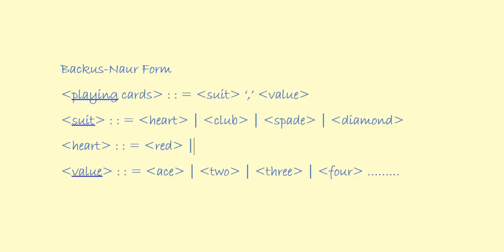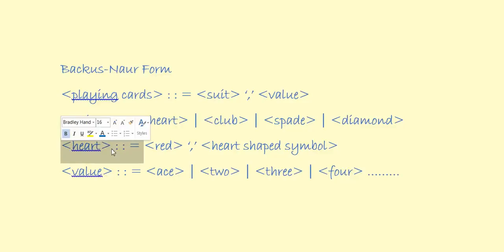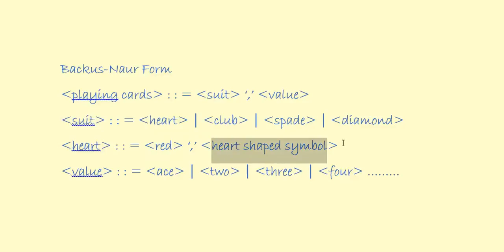But what else do we need? Well, we also need a symbol. So, what do we need? Well, we need a heart-shaped symbol. So we've now defined what a heart is. The definition of a heart is that it is red and that it comprises a heart-shaped symbol.